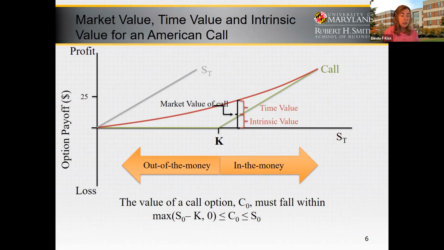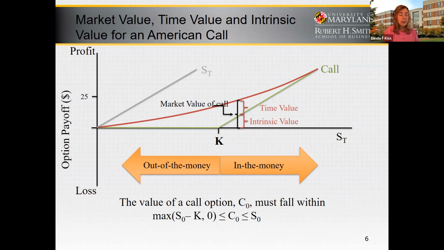First, there is the intrinsic value. The intrinsic value is the value between the stock price and the strike. Notice that to the left of the K on the horizontal axis, the red line, the intrinsic value is 0. But until the option expires, it still has positive market value because of the time value. That is why the red line is above the horizontal green line.